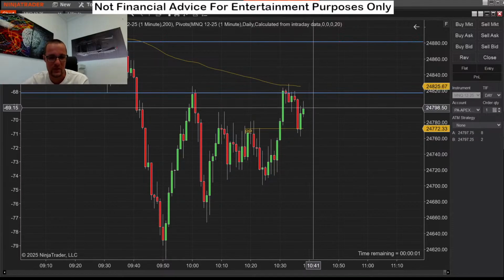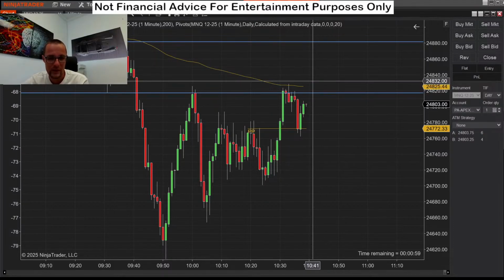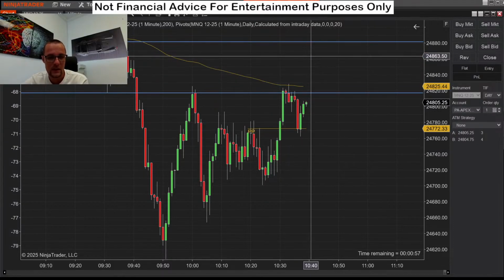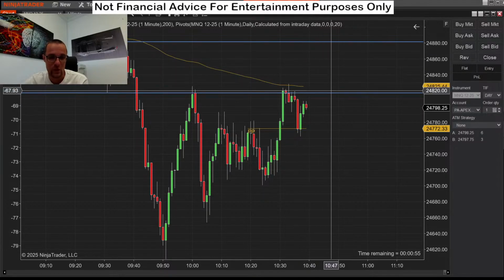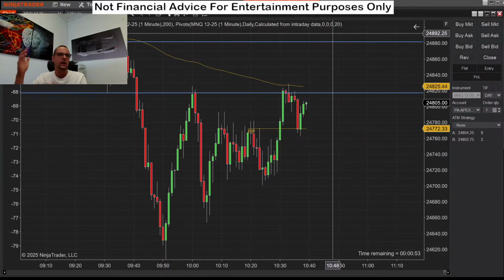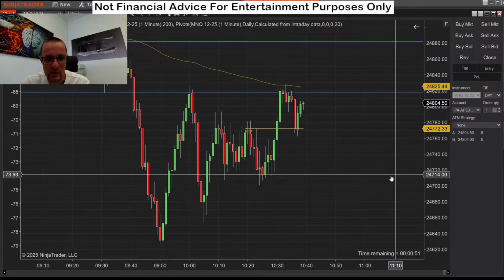We can hold this as resistance, drop back down. We can take out these highs, drop back down, take out the highs, displace the highs, hold the highs as support to continue going up. There's like so many things that could happen.